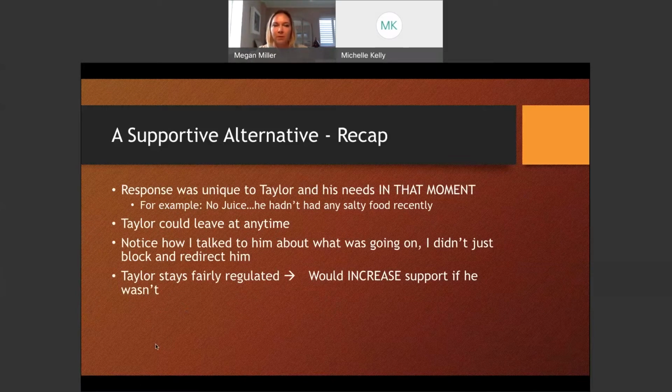For example, I didn't give him the juice, but he hadn't already had, like, he didn't just eat a bunch of salty food or something. If he had just eaten a bunch of salty food, I probably would have given him the juice. So when I'm looking at things, I'm just constantly evaluating the costs and the benefits and what needs to be done to support the person in that moment. He could leave at any time. So while I was helping encourage him to set the truck down nicely, because that was a skill he needed to learn. And I forgot to say this too.